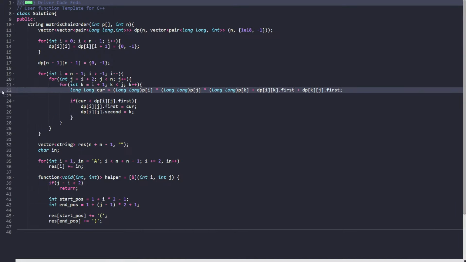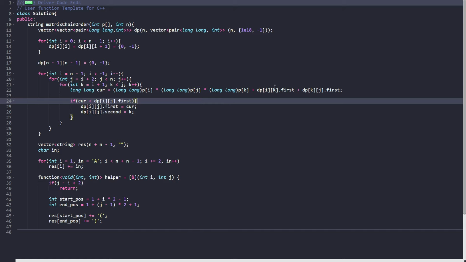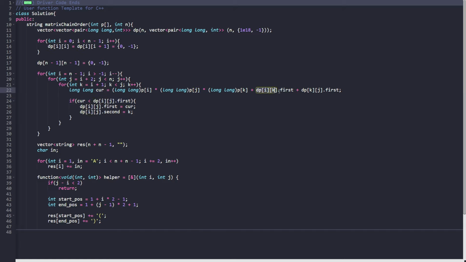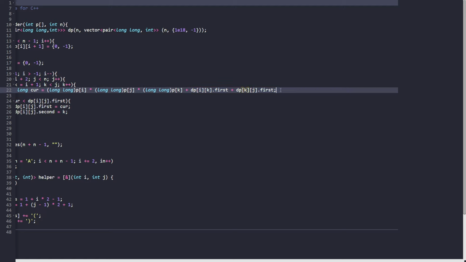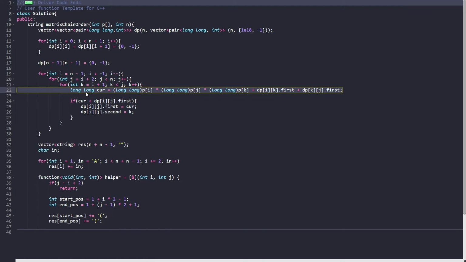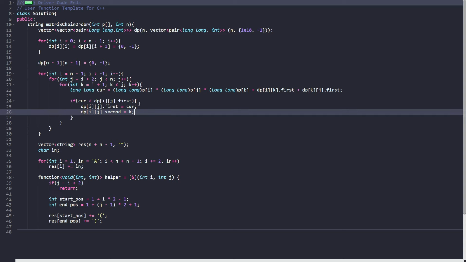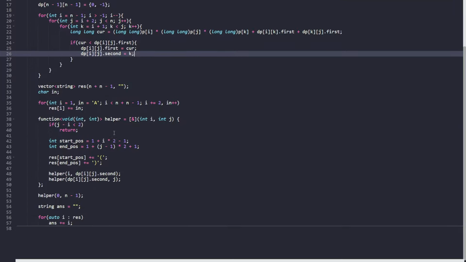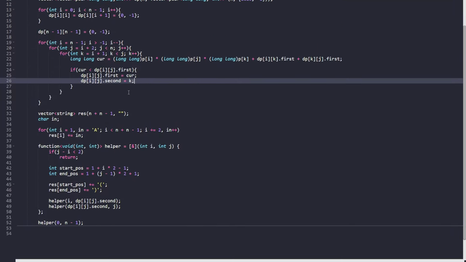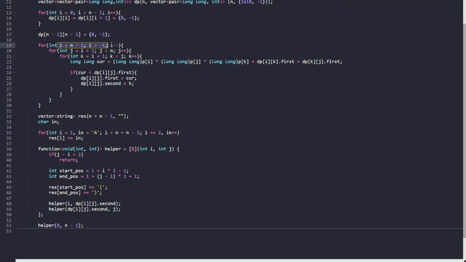I perform a division at point k for the range I to j, right? If I perform a division at point k, I also need to compute the answer for I to k and from k to j. This is what I'm adding here. Now if current, that is the number of operations, is less than dp of ij dot first, I'm going to update dp of ij dot first, and I'm going to update the optimal division point, that is k, right? Once I figure all of this out, what I have to do is basically simulate the whole process. Before that, let me talk about this particular for loop.